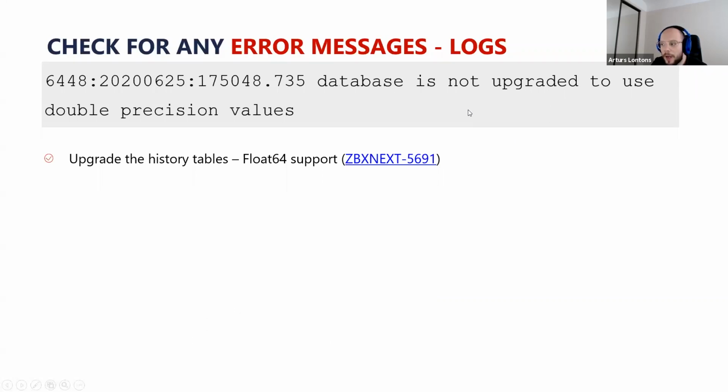And also, you will probably see a message that the database is not upgraded to use double precision values. So in 5.0, we have added float 64 support. This is a normal message. We have a separate patch that you will want to apply if you need that extra precision. This is, once again, essentially future-proofing. I've linked the ZBX ticket with the patch for it.